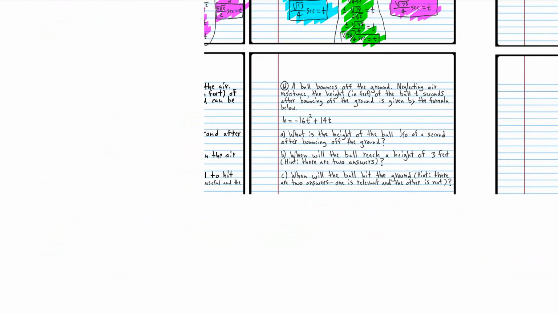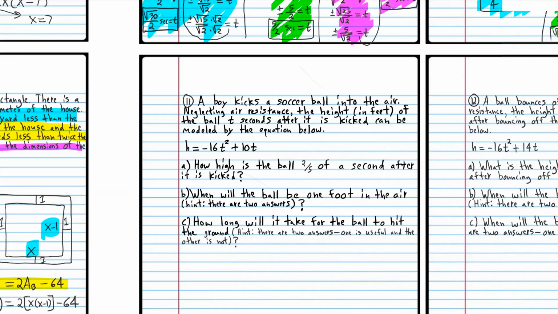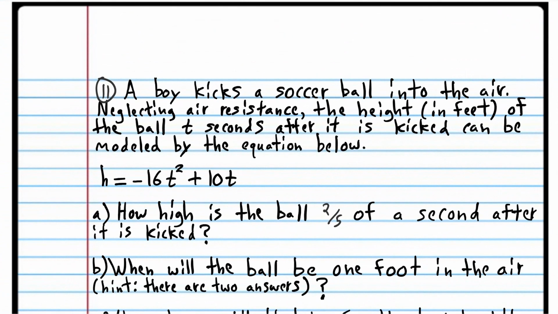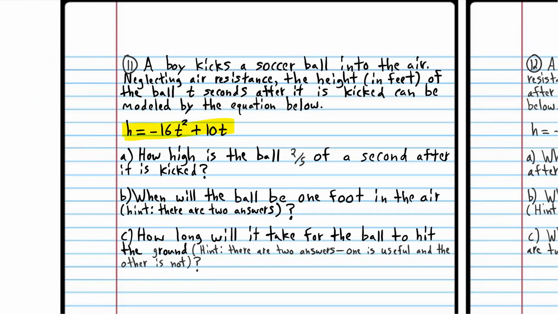Alright, on to another one of these types of freefall problems. This is going to be a slightly different variation. Sorry, the screen keeps jumping around. I don't know why it's doing that. A boy kicks a soccer ball into the air. Neglecting air resistance, the height in feet of the ball t seconds after it's kicked can be modeled by the equation below. How high is the ball 2/5 of a second after it's kicked? So these are the same problems. The only difference is this equation is a little bit different.